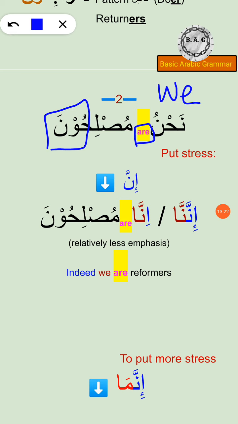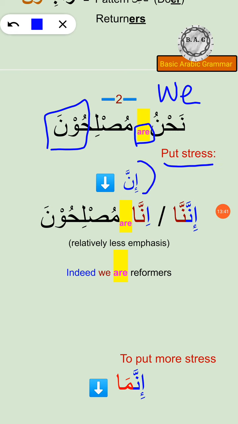Now, what does muslihun mean? It means a reformer. Who's a reformer? It's someone who makes things right. So muslihun becomes muslihuna. We are reformers. Now let's put some stress on it by inna. What does inna do?